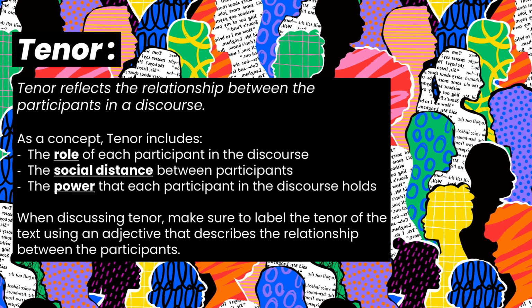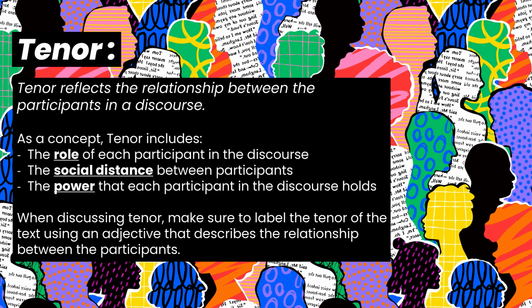Now, tenor is a new concept for the new study design, and it reflects the relationship between the participants in a discourse. As a concept, tenor includes three things. Number one, the role of each participant in the discourse. So when we're looking at a text, when we're considering a discourse, we should be thinking about what is the job of each participant? What are they expected to do? We also need to equally consider the social distance between our participants. Is this a close social distance or is it a little bit wider?